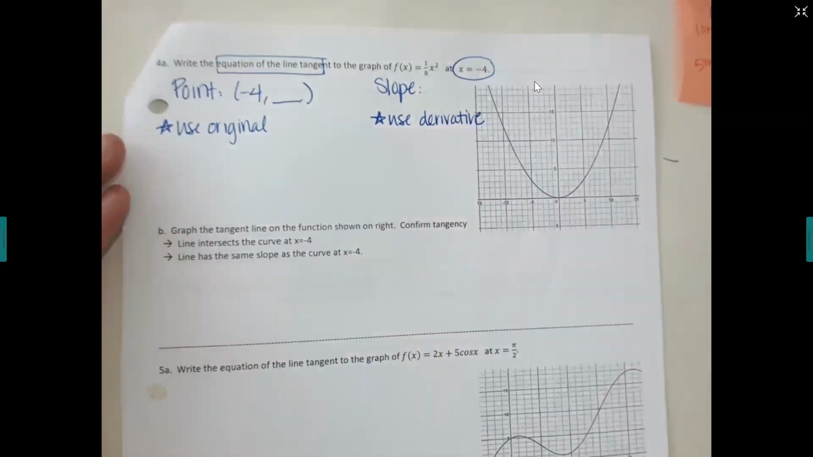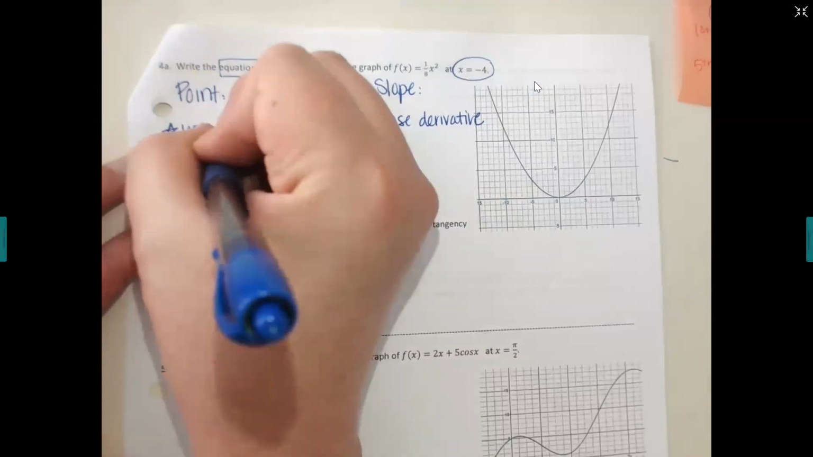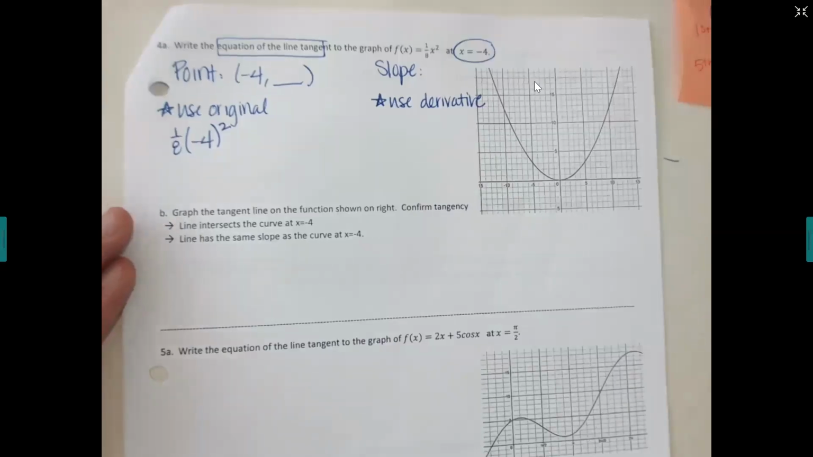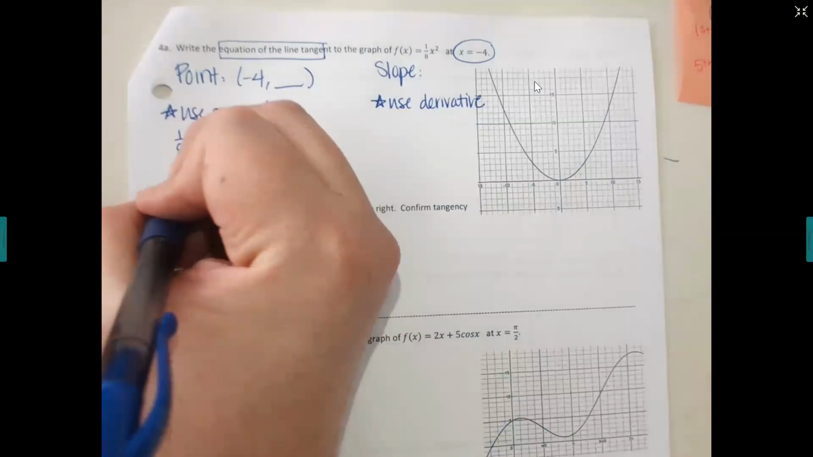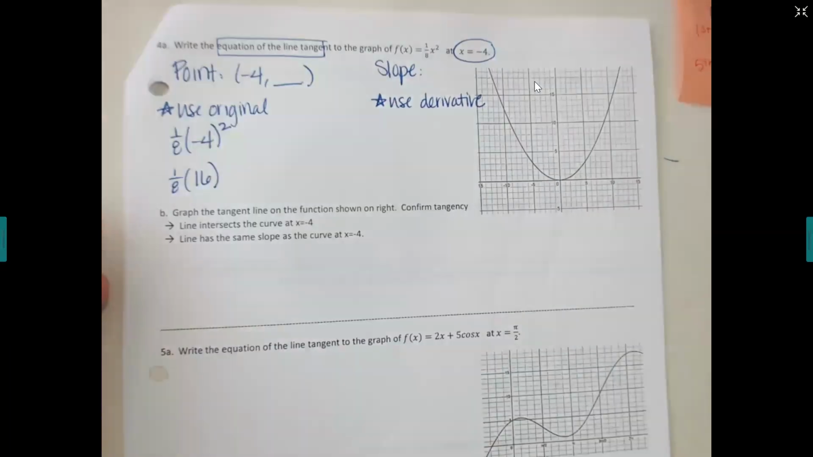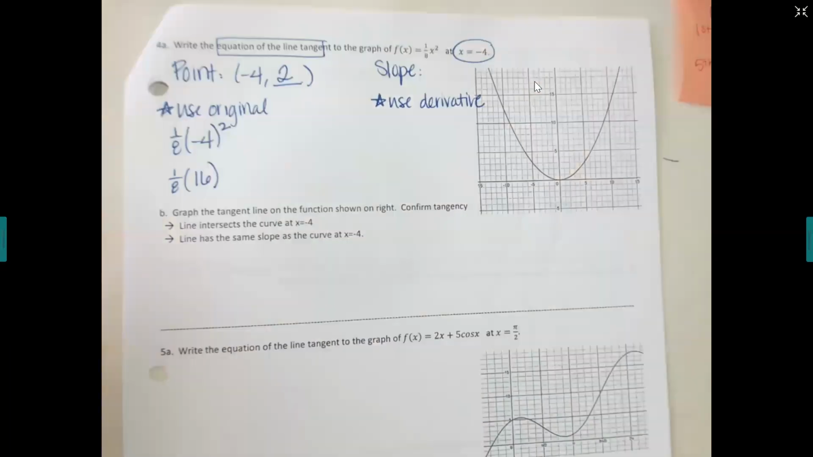Okay? So I have a 1/8 x squared. My x is now a -4. What is -4 squared? -4 times -4 is 16. And then if I want an 1/8 of that, I'm just going to divide it by 8. What is 16 divided by 8? 2. Very good. We have our point.